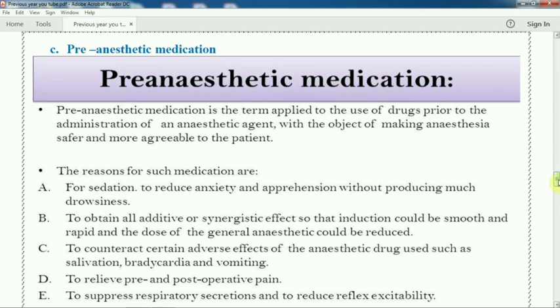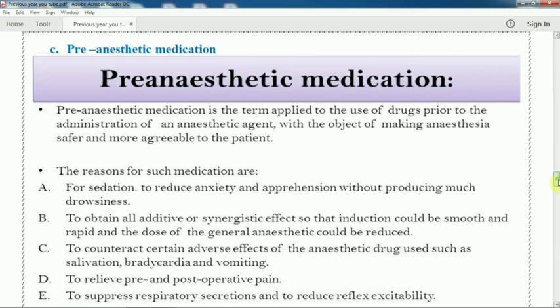So what is the common idea? Pre means before anesthesia. Before anesthesia. So what is the purpose of anesthesia? To block the neuromuscular junction, to block the response. So pre-anesthetic medication is the term applied to the use of drugs prior to the administration of an anesthetic agent.